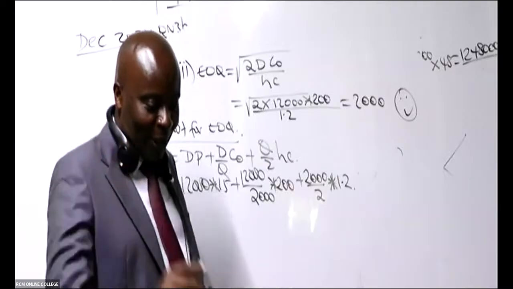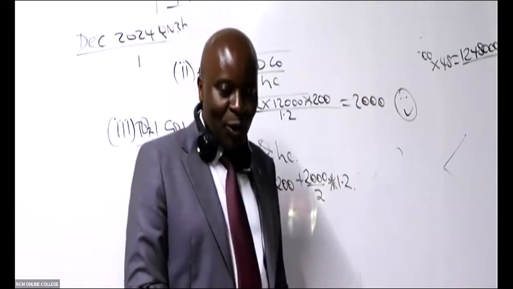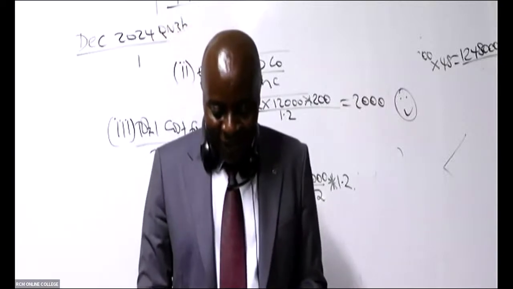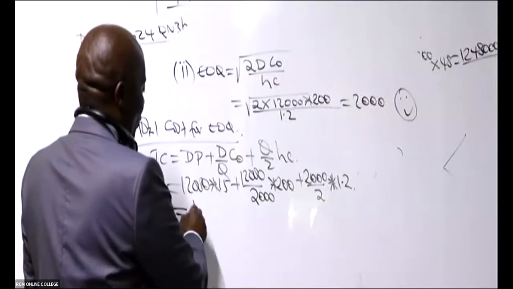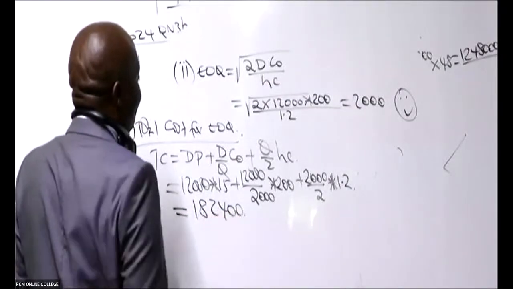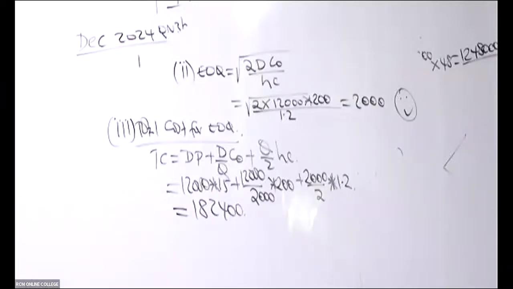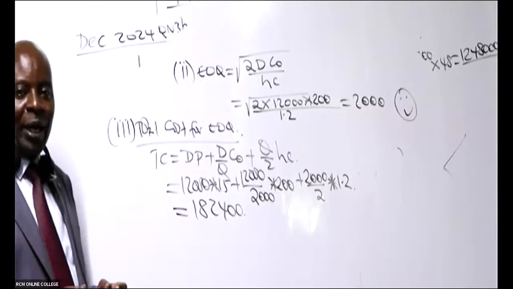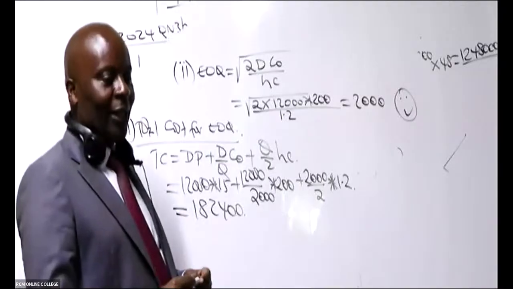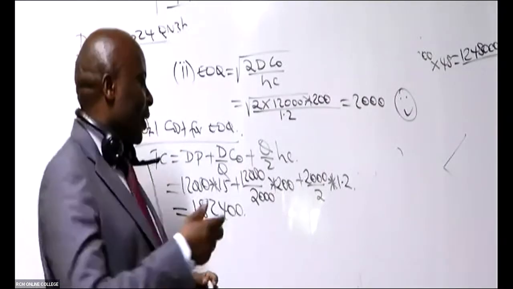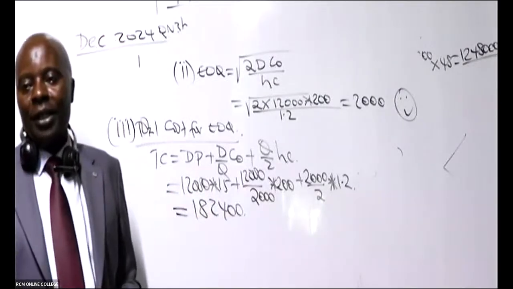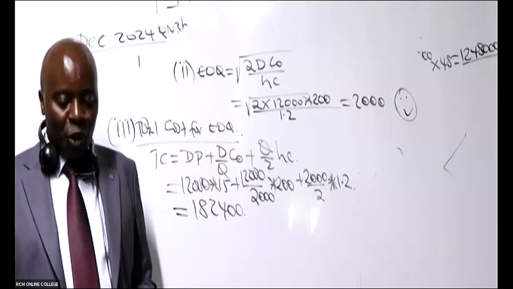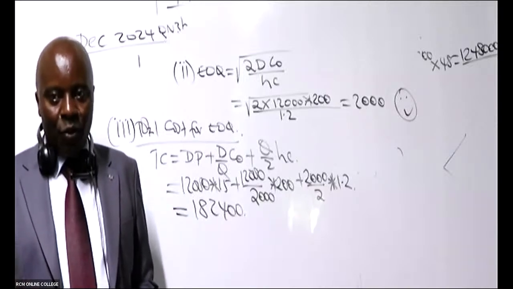Even if I'm telling you that management accountants will minimize cost, I don't minimize cost myself. So they're getting 182,400. So then what would you recommend? This time around, in this case here, I'm recommending EOQ. EOQ is cheaper now, isn't it? The other one was 183,000. This is 182,400, isn't it? So I recommend the EOQ model. It is cheaper.